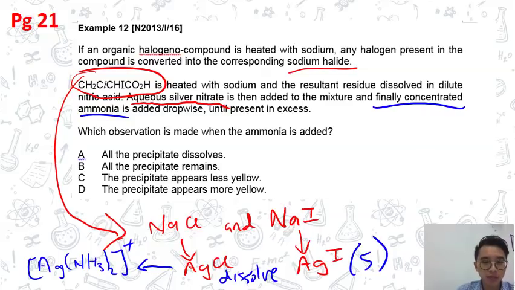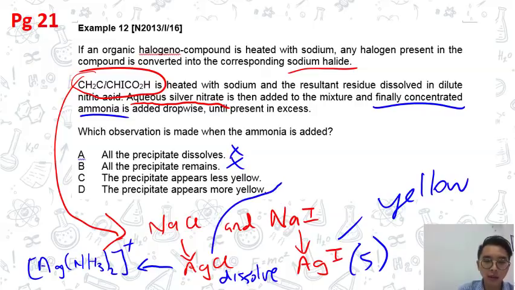So what observation will you see? Does all the precipitate dissolve? No, because AgI will not dissolve. AgCl will dissolve, so not all the precipitate remains as well. AgI is yellow, AgCl is white. So as your white precipitate dissolves, your precipitate will then appear more yellow because you only have your AgI left.